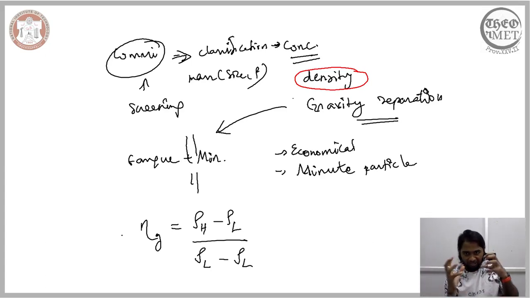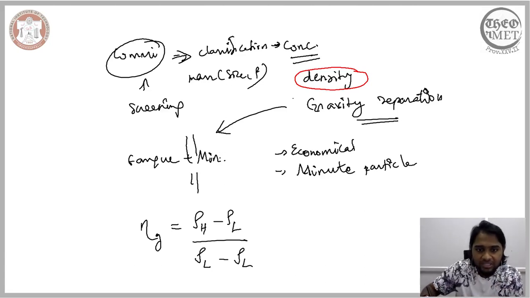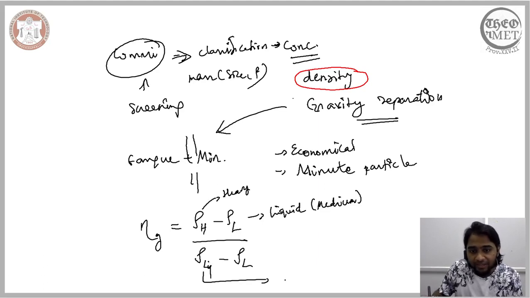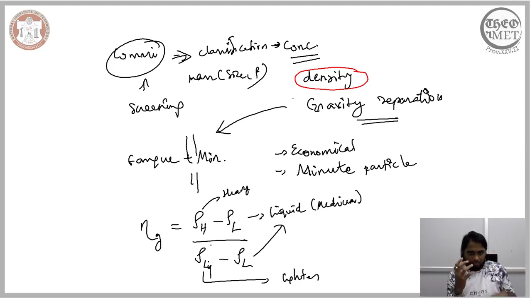It is nothing but the ratio of two terms. The numerator comprises the difference between the density of the heavy particle, so this here is the density of the heavy particle, and this here is the density of the liquid or the medium. And so here we might have a confusion. This here is the density of the lighter particle, and this again is the density of the liquid. So you have the efficiency comprising a ratio of two different terms.